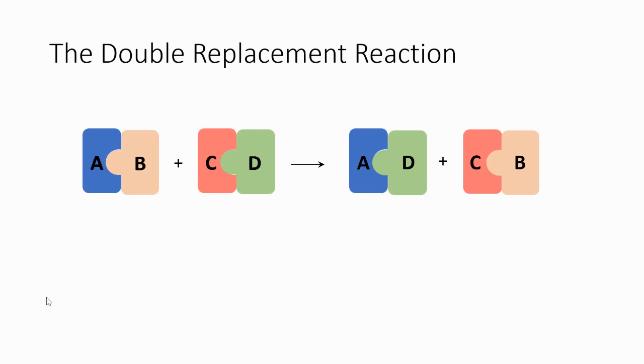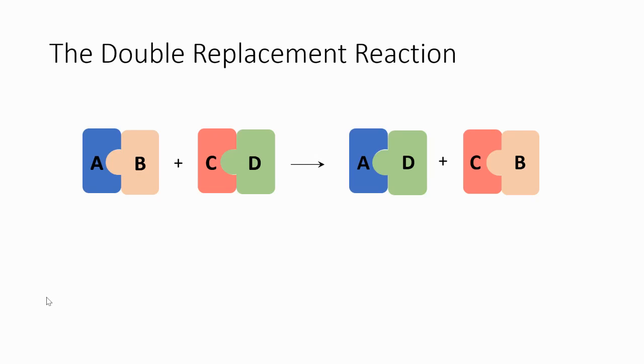And again, remember when you're writing the products of these reactions, you always have to write the metal first and then the nonmetal. By this point, that should be pretty ingrained in you as far as writing ionic formulas are concerned. We always write the metal first and then the nonmetal.